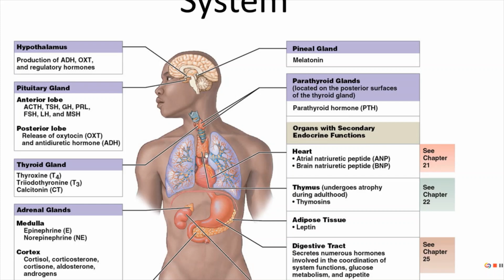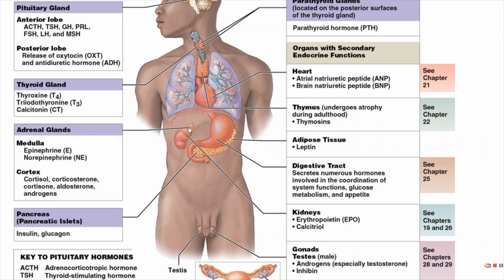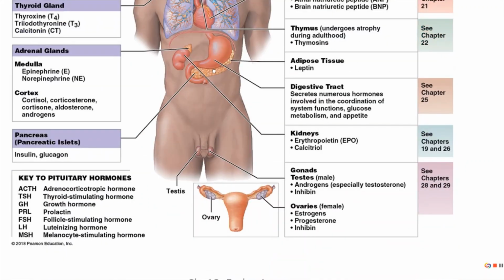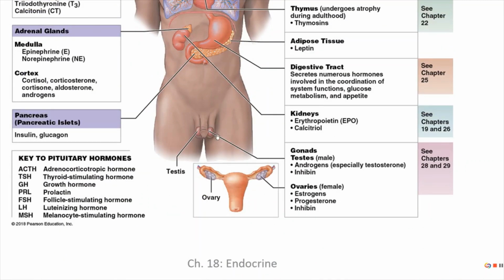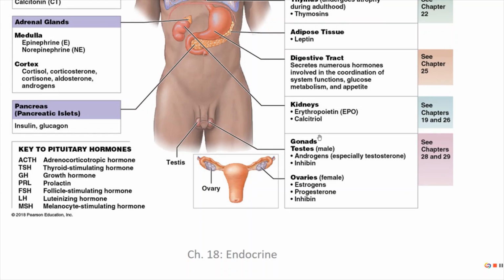In the mediastinum and chest region, you will find the thymus gland. Then, on top of our kidneys, we will find the adrenal glands or suprarenal gland. I prefer suprarenal because I am more of a descriptive person. I prefer descriptives. And then behind our stomach is our pancreas, and then our gonads.